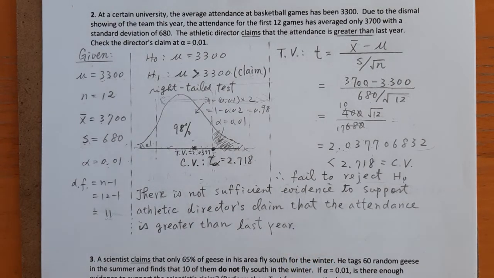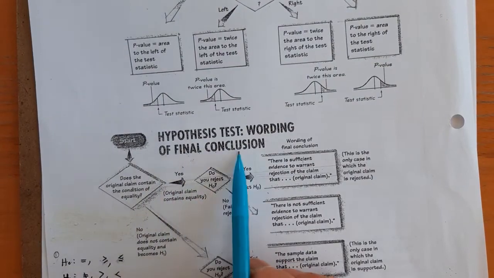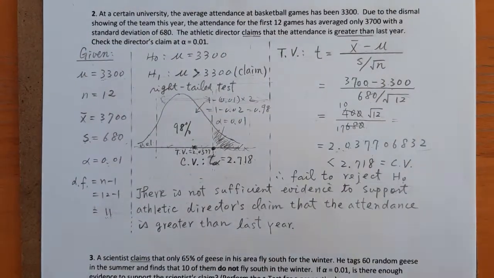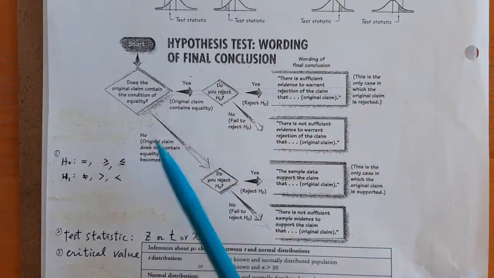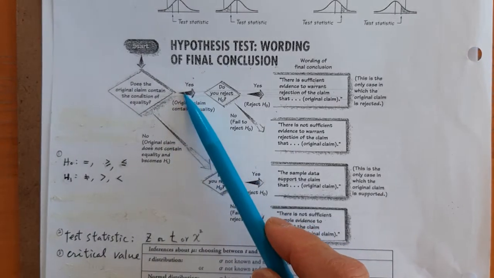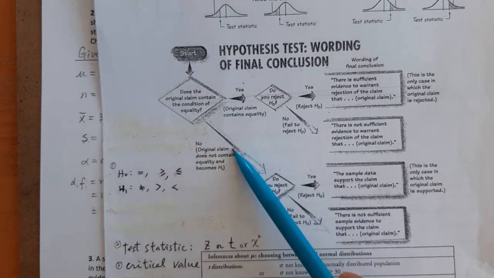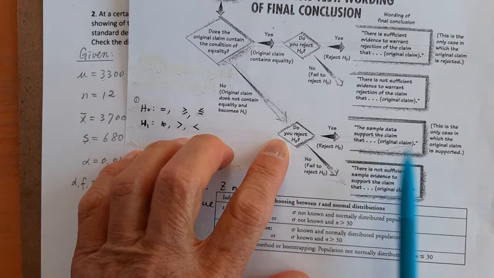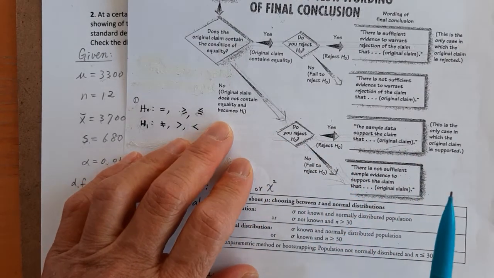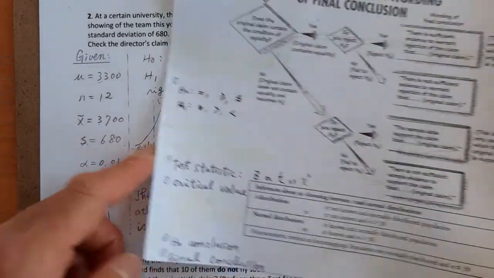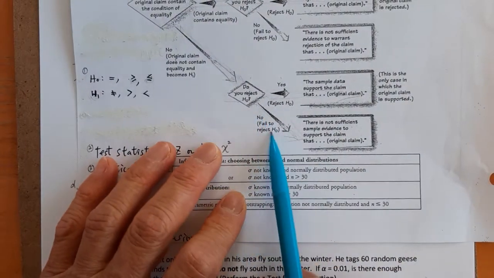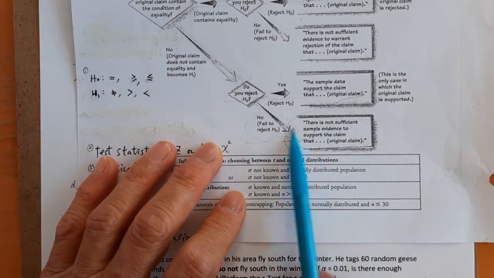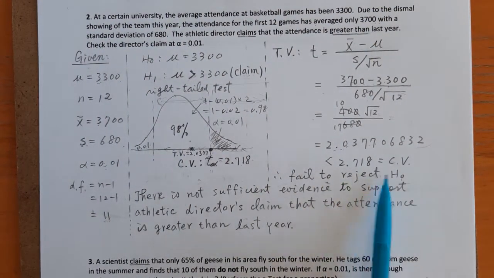And the wording of the final conclusions: you look at the original claim. If the original claim is H0, go this way. If the original claim is H1, go this way. Now, if reject H0, go this way. If fail to reject H0, go this way. So the original is H1, so go this way. Fail to reject H0, go this way.